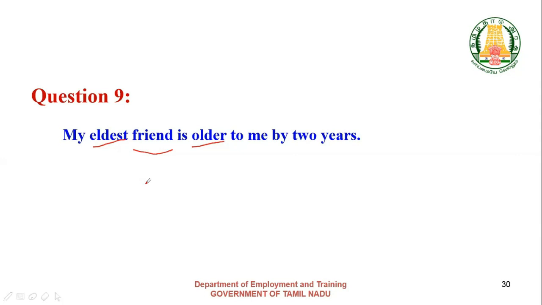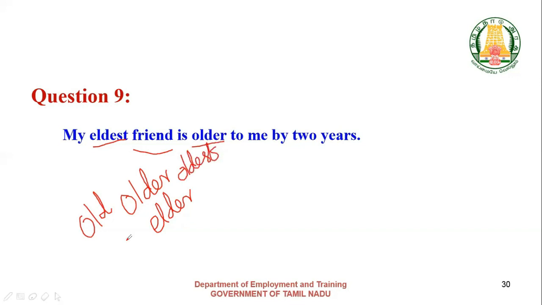Let us explain. My eldest friend is older to me by 2 years. Do you know the difference between elder and older? Older, elder. Yes. Let me write the positive, the comparative and the superlative form of these two adjectives. Old, older, oldest. So this is very important.